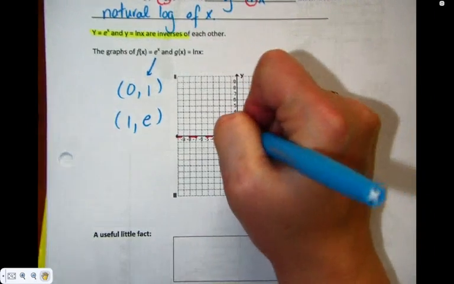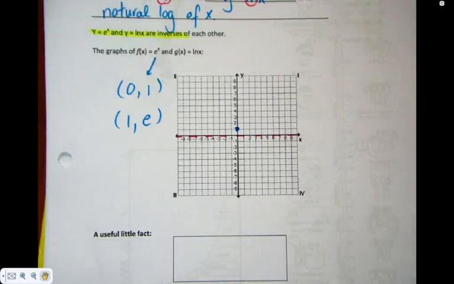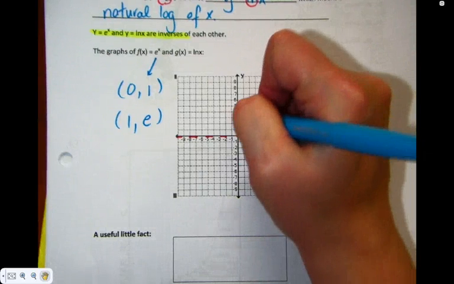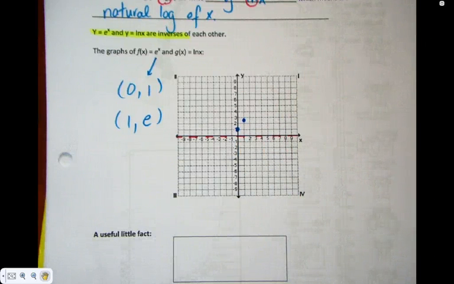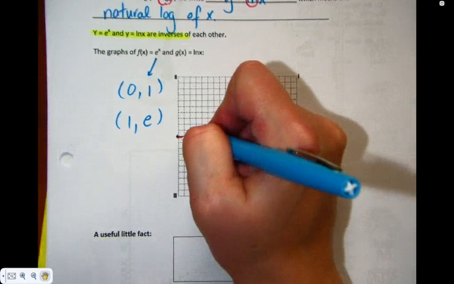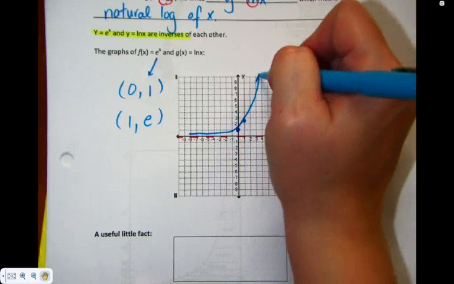So 0, 1 is a y-intercept. And then 1 and 2.718. I'm going to do my dot really big so you can see where I'm putting it. Right in the middle of nowhere. Yeah, a little bit higher than the halfway point. And then we know it approaches the asymptote on the left, and it goes up towards infinity on the right.